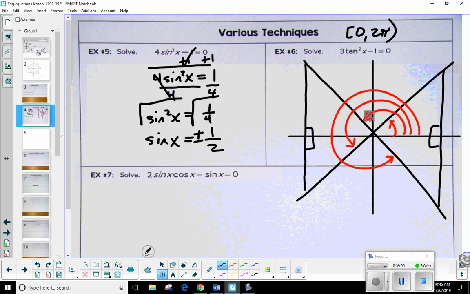Okay, let's go back to the beginning. Is there anybody who's not sure how we got down to sine of x equals plus or minus 1/2? Or why we need a triangle in every quadrant this time?